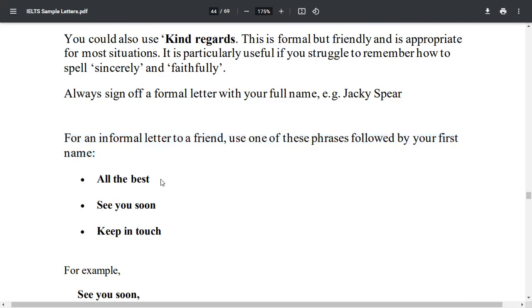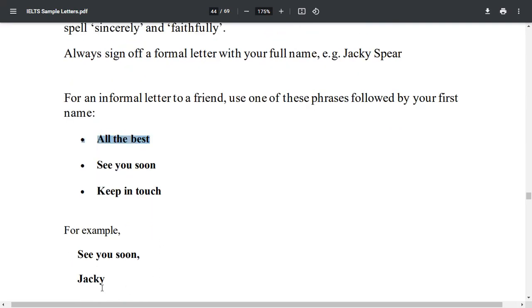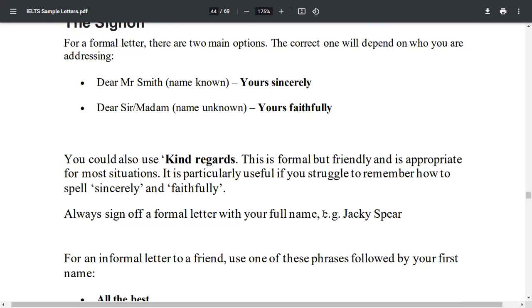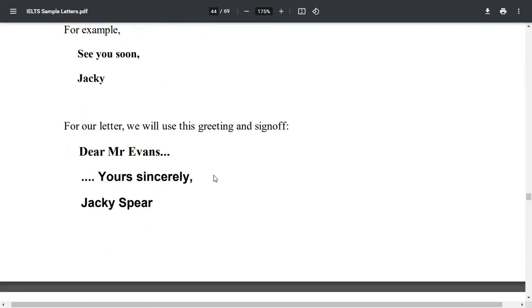So you can just end the letter by "All the best," "See you soon," and "Keep in touch." For example, "See you soon, Jackie," and you only have to write your first name, okay? But in the formal letter, you will have to actually write your full name, okay? You can't write your first name only. For example, in this letter, for our letter, we will use this greeting and sign off.